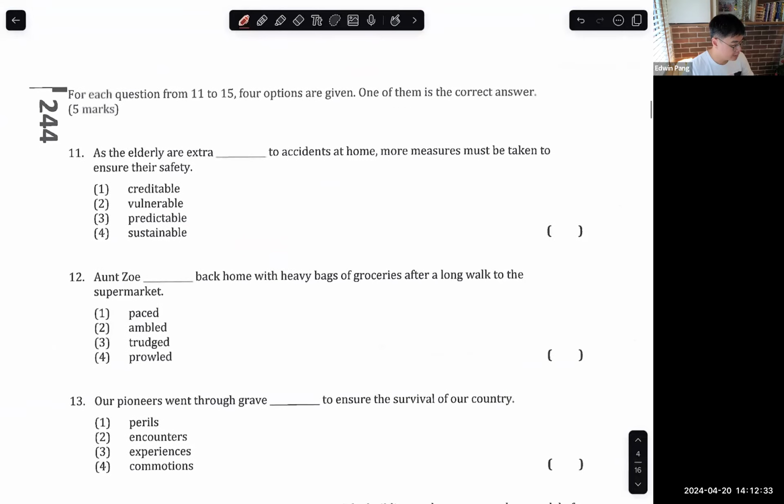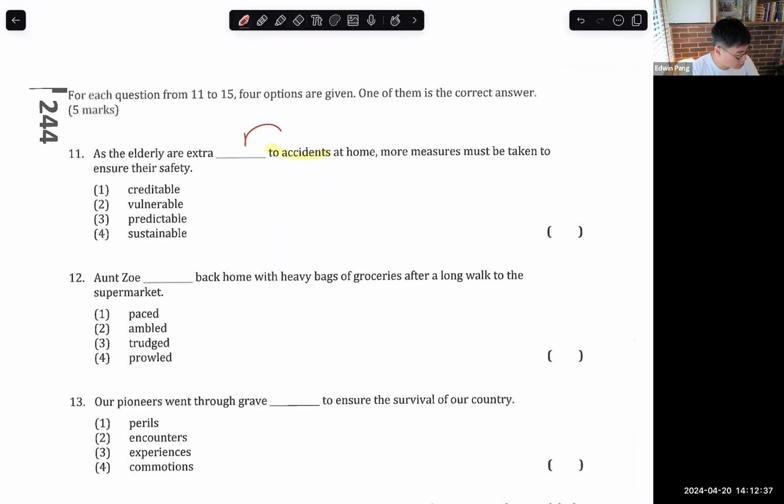Okay, next page, 11. Okay, to accidents. So I'm talking about their vulnerability, right? Vulnerability to accidents. If you have any words in any of the options you don't understand, do quickly type it out, and then I will try to explain it, okay? But if you're okay, I will just move on to the next one. If I'm going too fast and I miss that particular word, type it in the chat group and I will address that word along the way, okay?